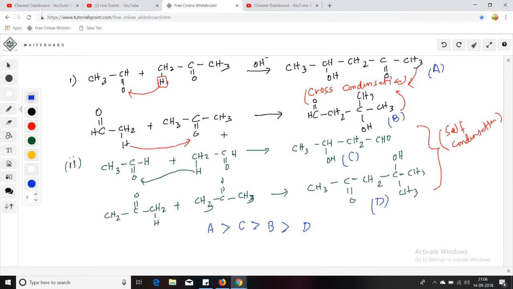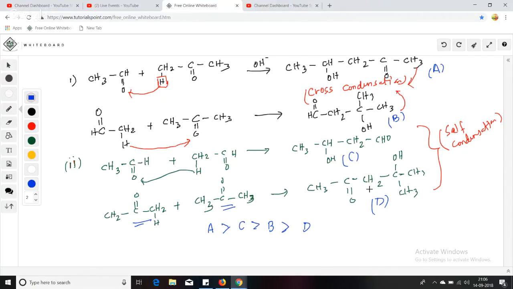Okay, so we have done this. Four different products we get, depending on the cross condensation and self condensation reaction, and all these four products we have as A, B, C, and D. The composition of the product is maximum for A, then C, then B, and then D. Why is D minimum? Because both carbanion sources are ketones. Both compounds are ketones in this, and we know ketones are less reactive than aldehyde. That's why the composition of this is minimum over here.